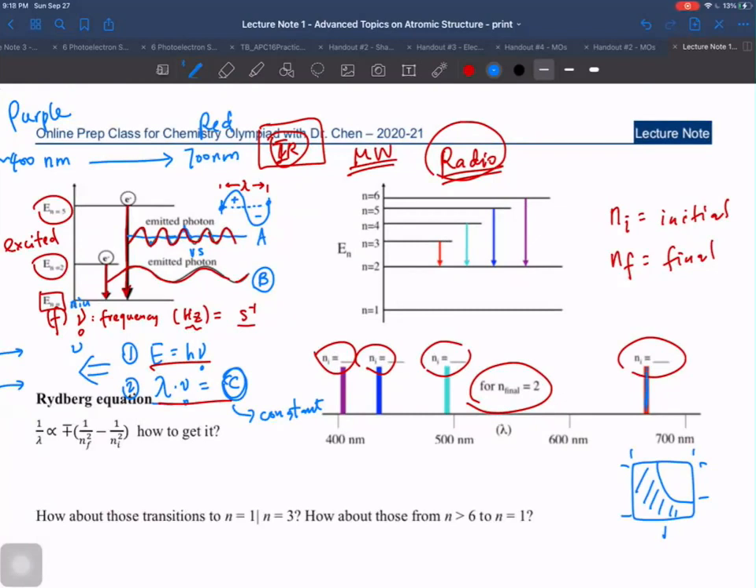So what is the red one? The red one, n initial is 3. Mm-hmm. How about this one? The blue cyan one, n initial is 4. And obviously this is 5 and 6, right? Not hard.